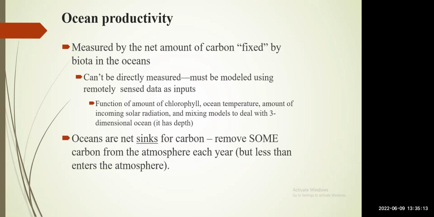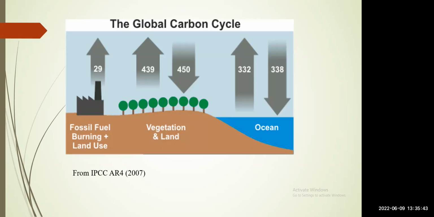So, coming back to the point, oceans are a net sink of carbon; they remove some carbon from the atmosphere each year, but less than enters the atmosphere. That can be identified easily using remote sensing data. Coming to the global carbon cycle, it is basically the input and output of carbon. Here we can see the carbon output is 332 and the carbon input is 334. That shows how carbon is coming in and going out of the overall area.